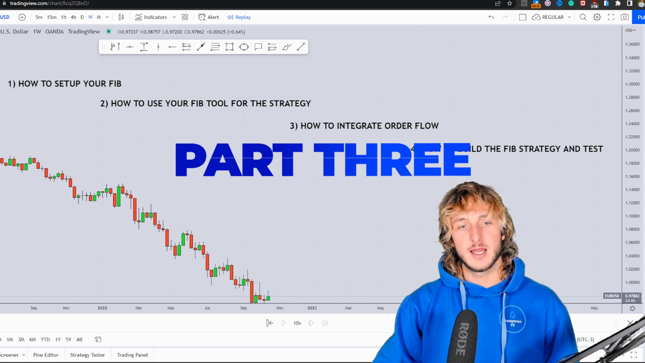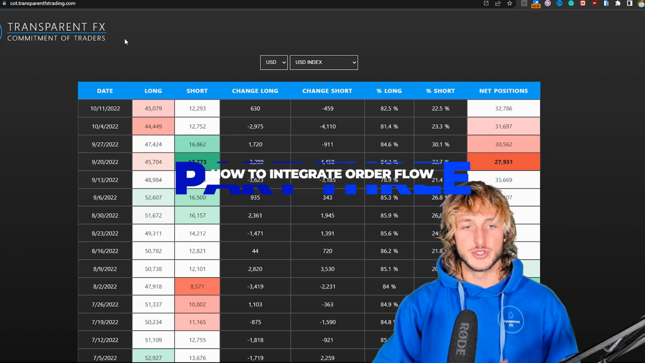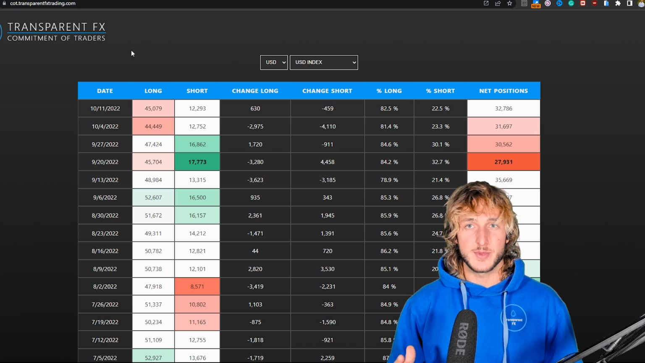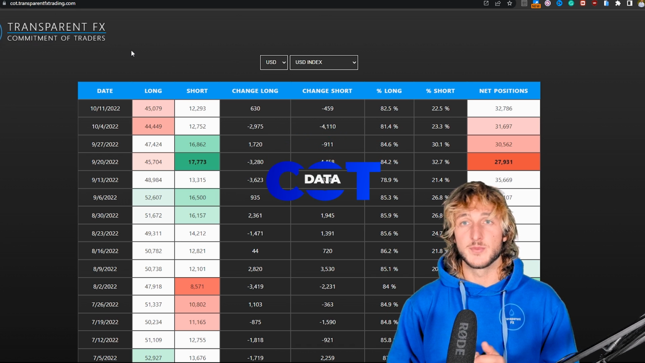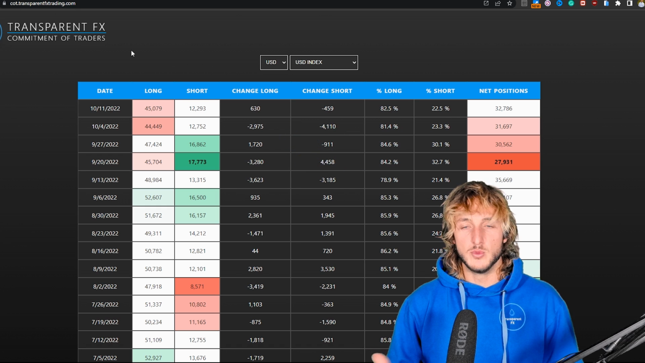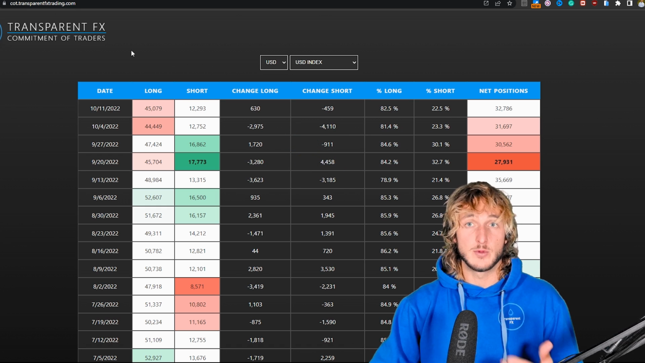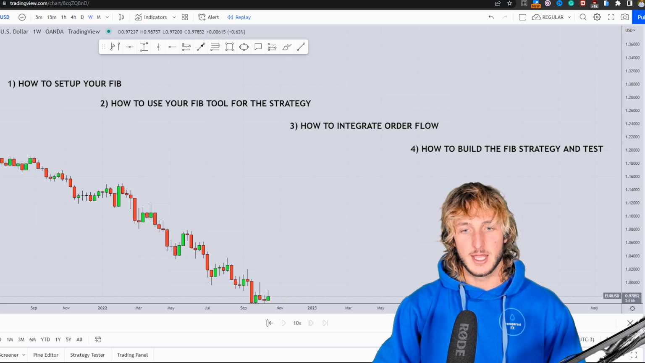Then I will be explaining how we can integrate order flow, which is the commitment of traders. So how the non-commercials, the biggest speculators, which are the big players in the market, are moving their orders, how they're shifting their positioning in the market. I will show you how we can integrate this into the strategy.